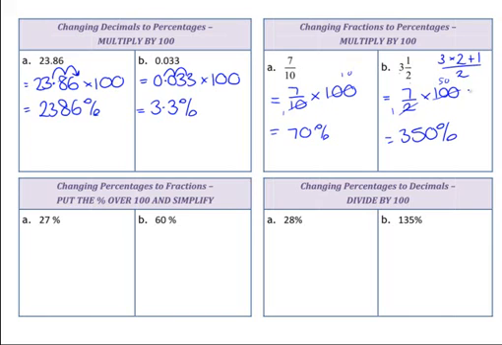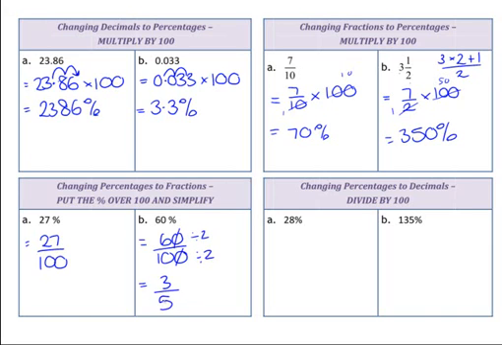Okay, now let's go from percentages to a fraction. Now all you have to do is put it over 100, so 27 over 100. See if you can simplify it. We can't. 27's an odd number, 100's even, so I can't divide either of those. So 60 over 100 we can simplify. Take off a 0 from both. 2 goes into both 6 and 10, so we divide both top and bottom by 2, and we get 3 over 5.